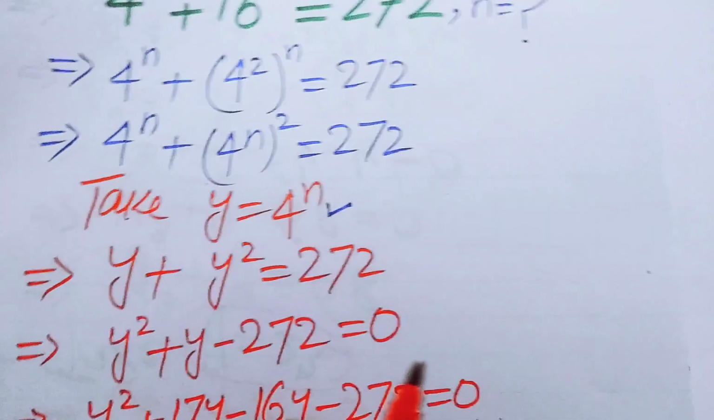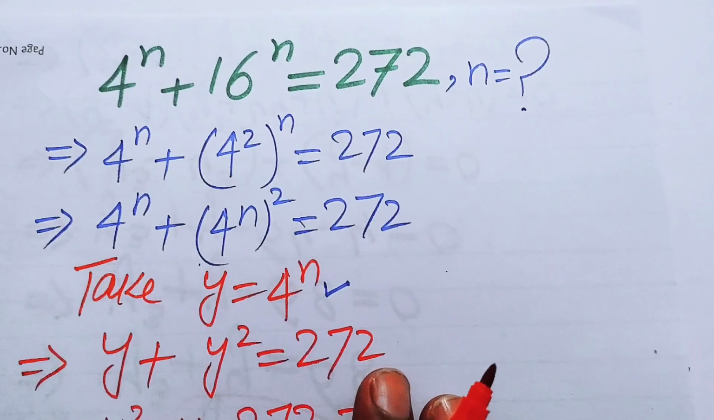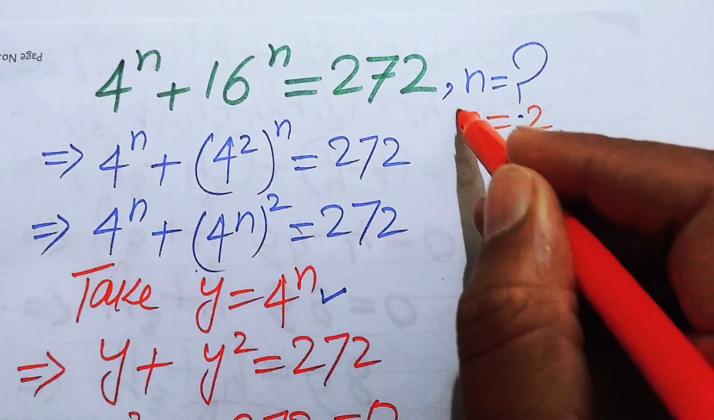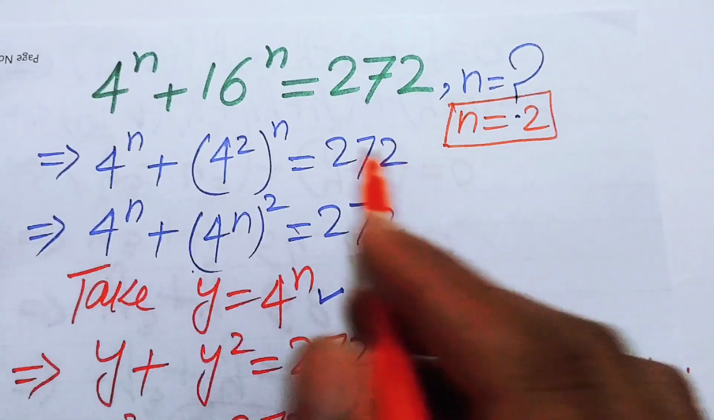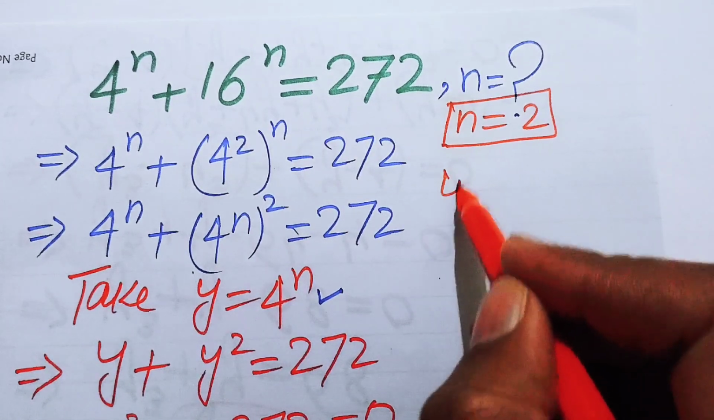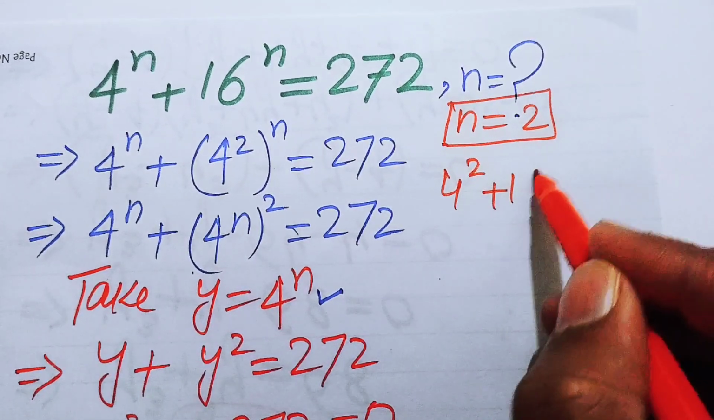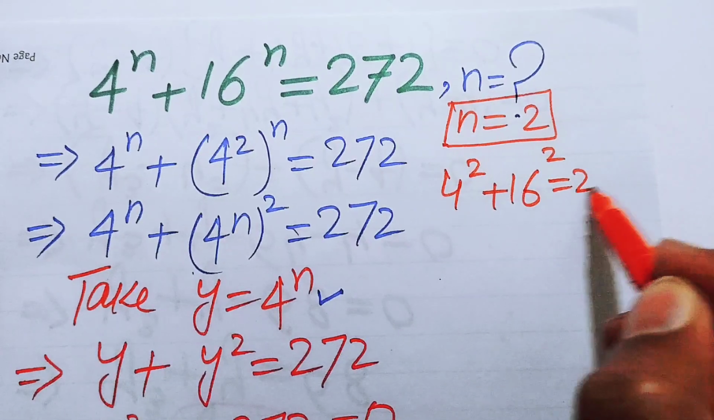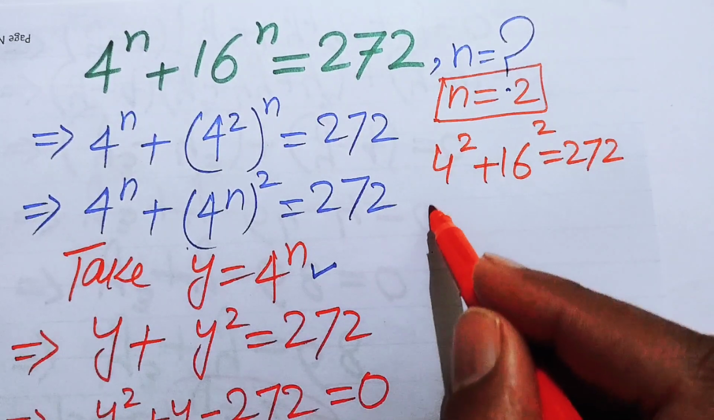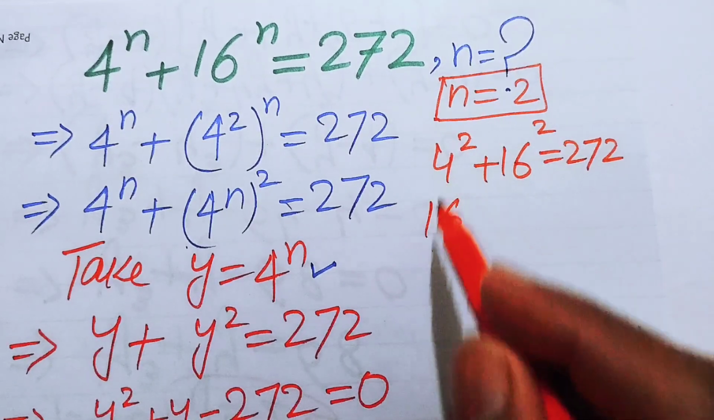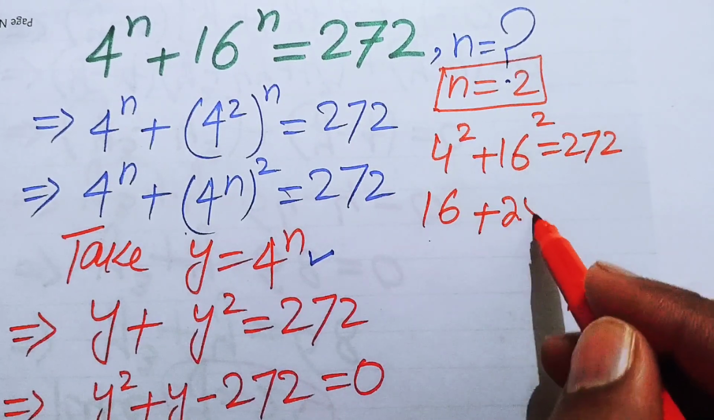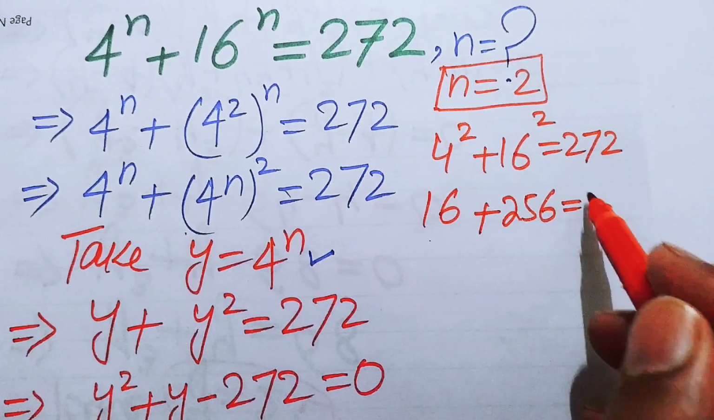And now we check our value of n. Does this value of n satisfy our given question statement or not? So this is n equals 2. Now we substitute the value of n on the left hand side and we obtain 4 squared plus 16 squared equals 272. You know that 4 squared is 16 and 16 squared equals 256.